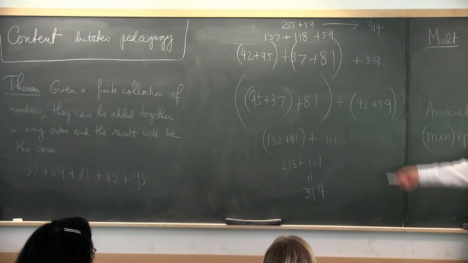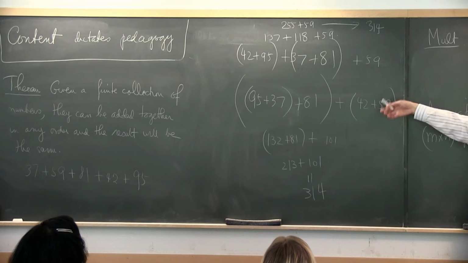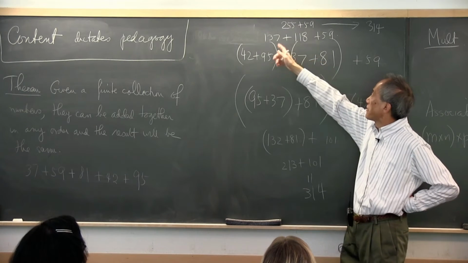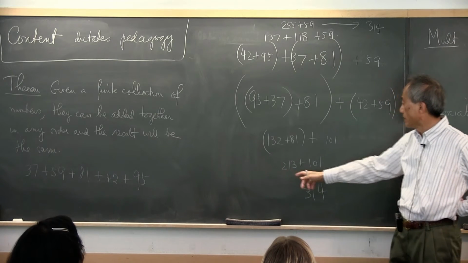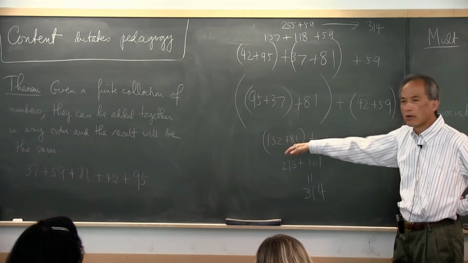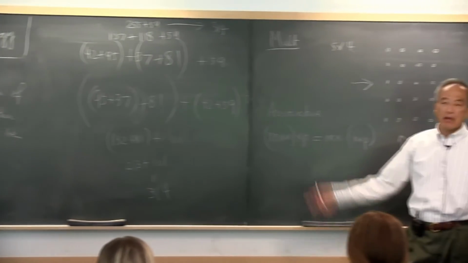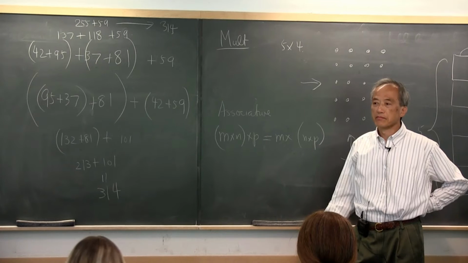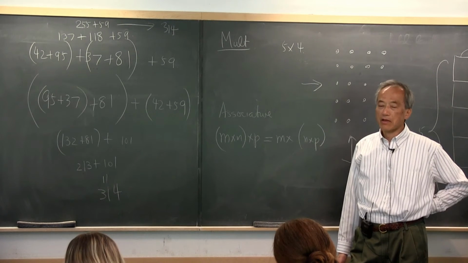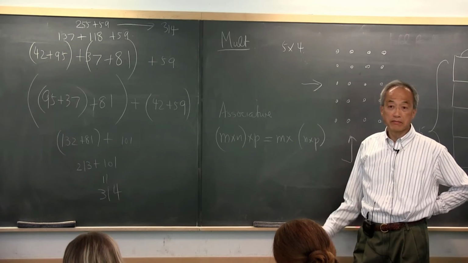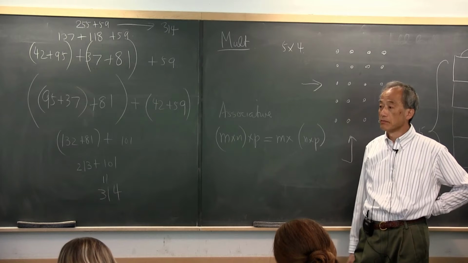Now, look at the numbers. Do you see any of them repeating? No, no. 137, 118, 59. This is 213, 101. Or this, 101. Look at this. Completely unrelated. But the end result is still the same. So I hope you're impressed. It's not obvious.